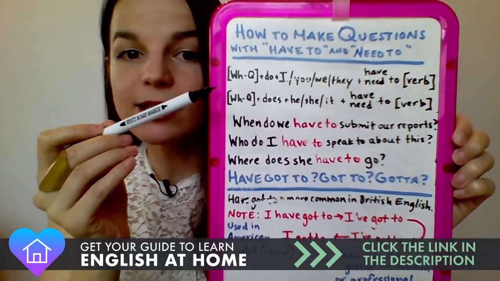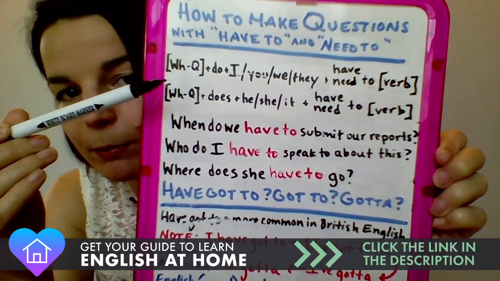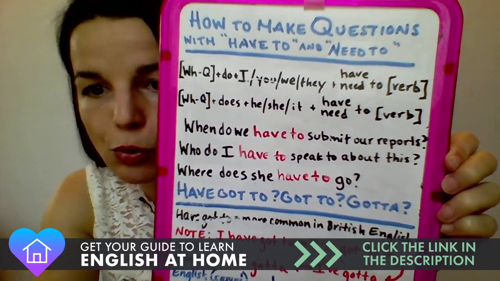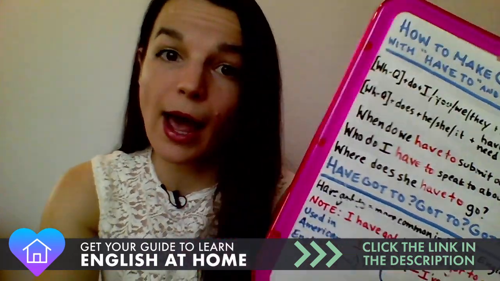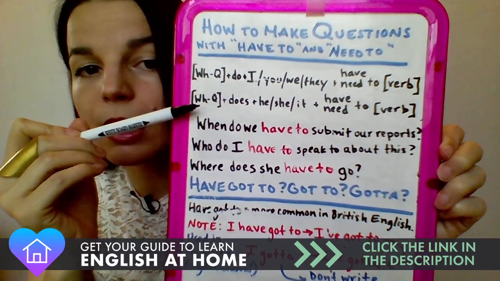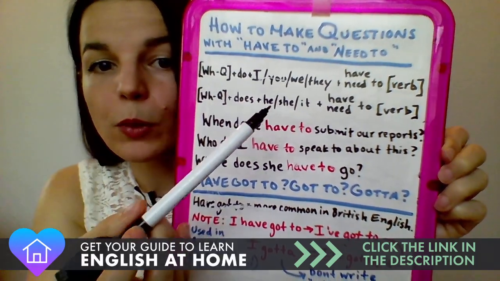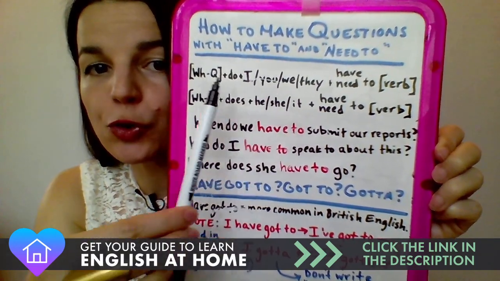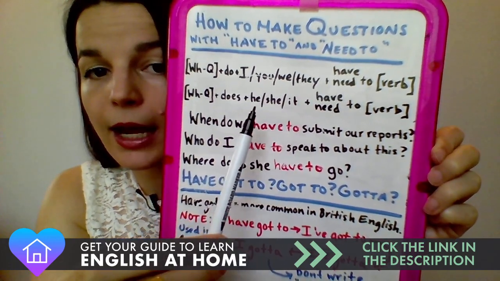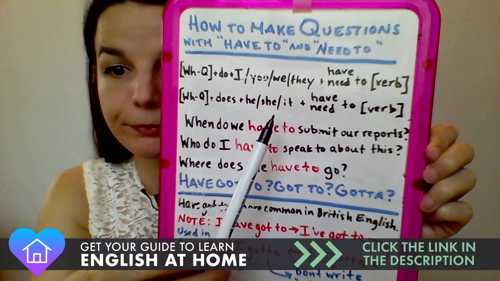Okay, so let's look at our question patterns now. I always use this WHQ. WHQ means WH question: who, what, when, where, why, also how. Some of you asked about that. So this is at the beginning of our sentence pattern. And again, we need to use our helping verb do if the subject is I, you, we, or they, and our helping verb does if the subject is he, she, or it.